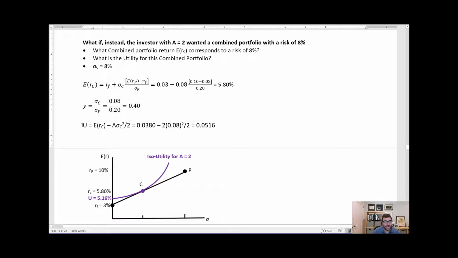And so now I can see the utility, which was 0.06, is now 0.0516. And so here I am further over on this same CAL. Both of these are achievable. Here was the first combined portfolio. Here's the second combined portfolio.